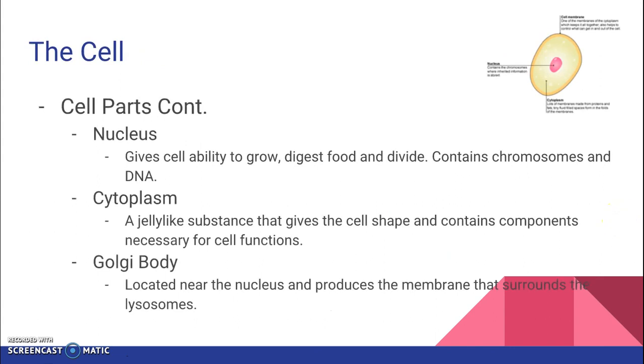So the nucleus. Everyone kind of thinks of this as the center of the cell. This is what gives the cell the ability to grow, digest food, and also to divide. And this is where the chromosomes and the DNA are contained. The cytoplasm is a jelly-like liquidy substance that gives the cell its shape, and it also contains all the different components necessary for cell functions. The Golgi body is located very close to the nucleus, and it produces the membrane that surrounds the lysosomes.